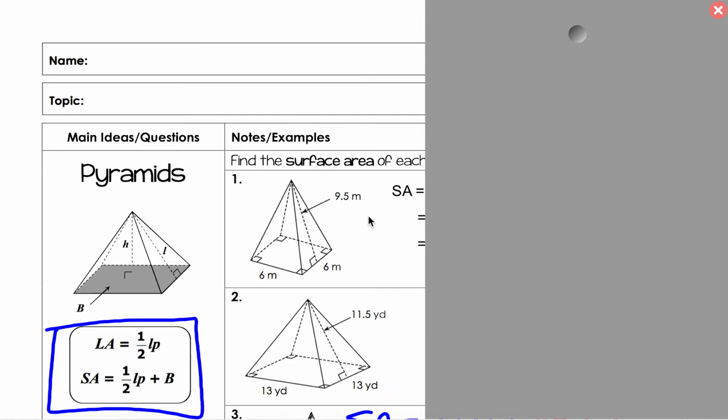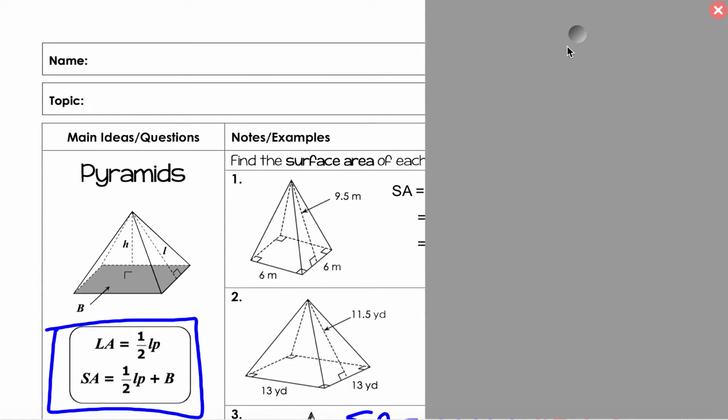You need your notes out and turn to the pyramids and cones, finding surface area. That's what we're going to go over. If you need to pause at any time to catch up or rewind and go over, feel free to do so. That's what's nice about a video. So, we're going to start off with just doing a quick review of the pyramids.